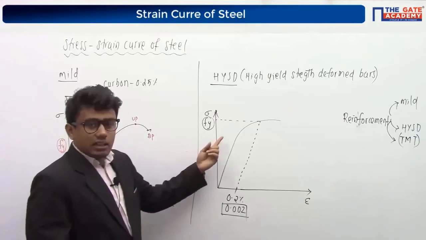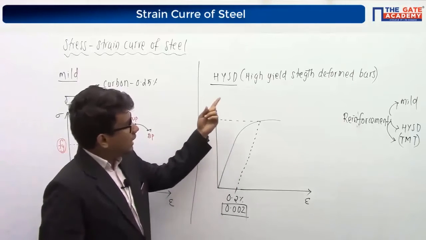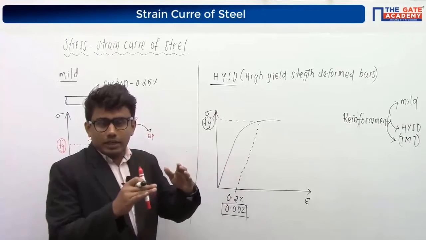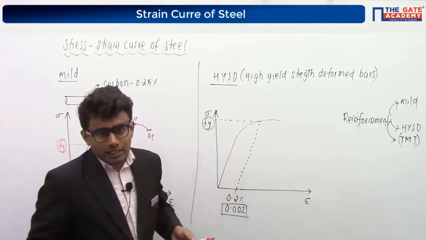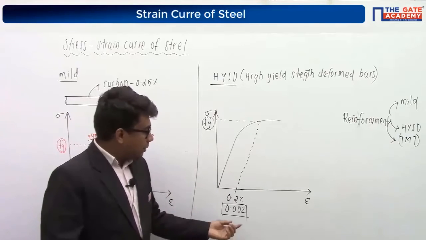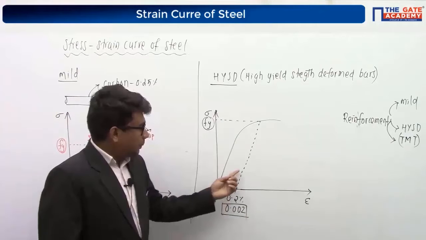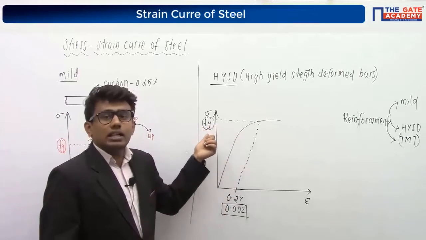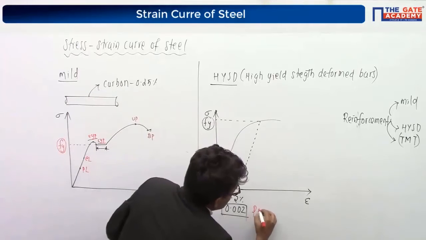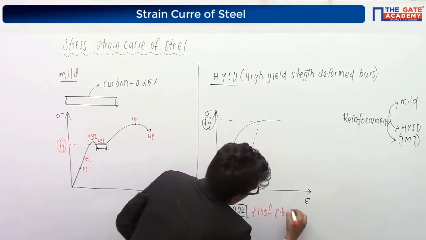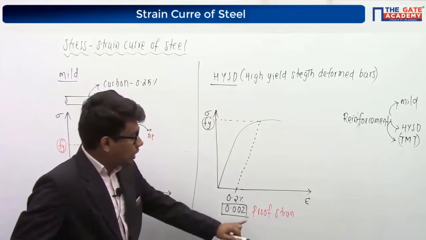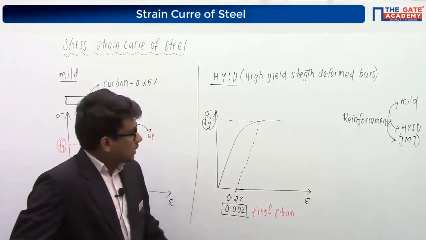But in high yield strength deformed bars, we don't have that distinct yield point, or the yield plateau is absent. So in order to find the yield strength of the steel bar, I am going to consider a strain value and proceed further to find the yield strength of the bars. This strain value I considered here is known as proof strain. Some of you were asking me about this proof strain in the previous lecture. This is called proof strain.